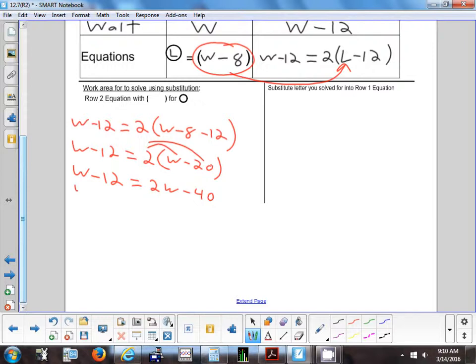What I'm going to do is move the W to the right. I like to keep the W's positive if I can. And you move the smaller one. What's 2W take away 1W? How many W's are left? Yeah, just W. If you put one W, you're not wrong. Now I'm going to move the 40 to the other side. Okay, 40 take away 12 gives me 28.